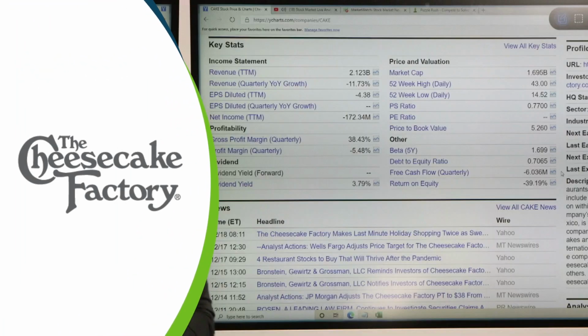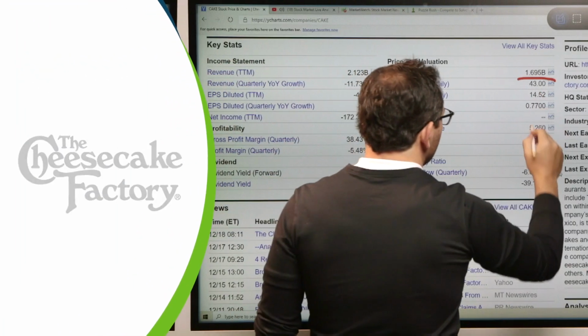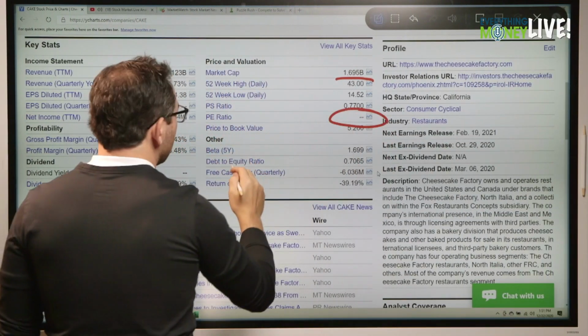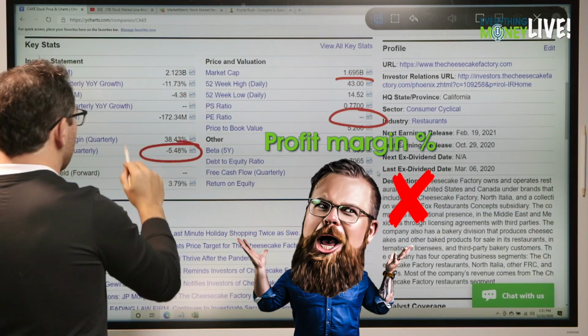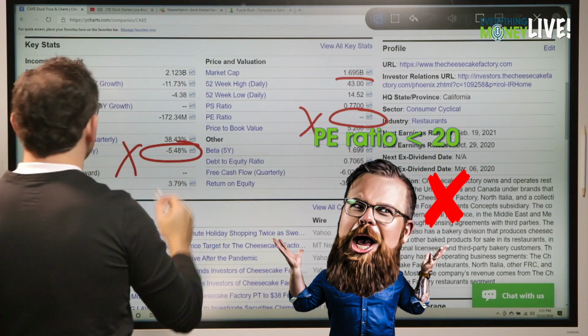Let's look at Cheesecake Factory. What is the market cap for Cheesecake Factory? $1.7 billion. No PE because they've lost money in the last 12 months. Okay, and no profit margin. They've lost money in the last 12 months. So X there. That was coming, right?